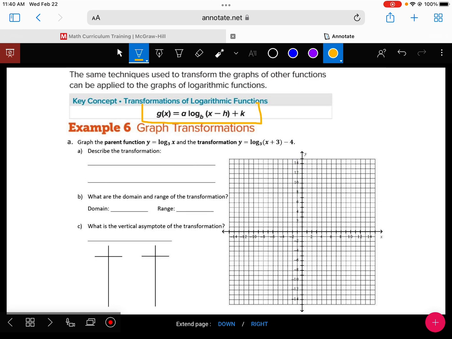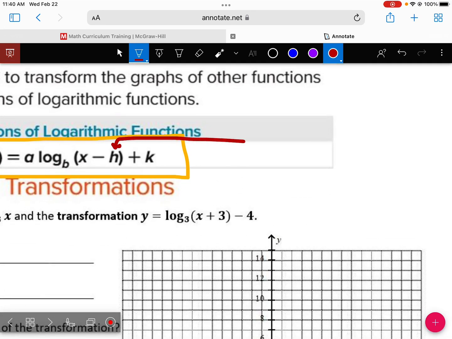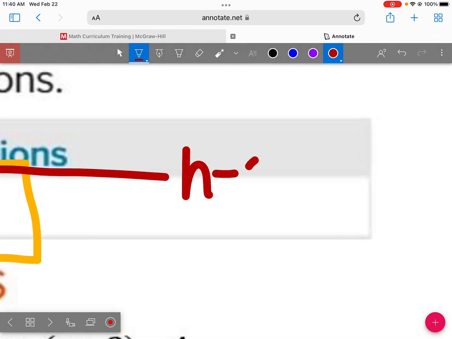I want you to look right up here. This is the transformation form for a logarithm. I will give you this on the test. Use this as a roadmap for where you can find A, H, and K. Where is A in that equation? The beginning of the equation, right in front of the log. After the equal sign, but in front of the log is where we find A. Where do we find H? In the parentheses. If there is an H value, it will always be inside the parentheses.